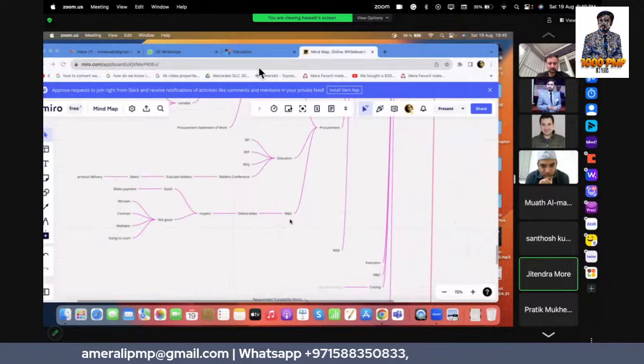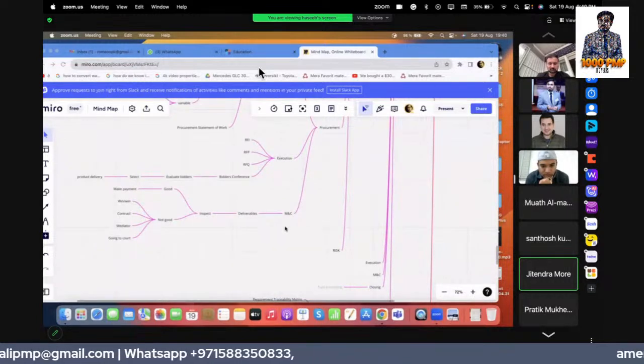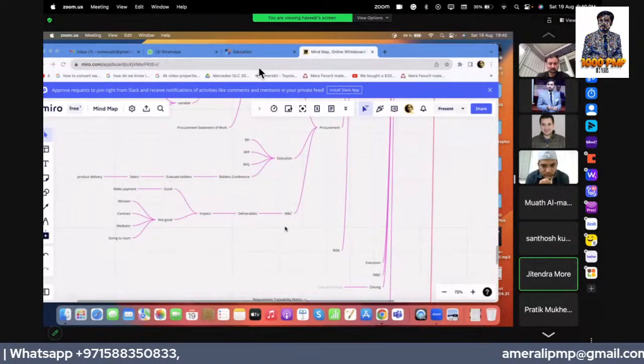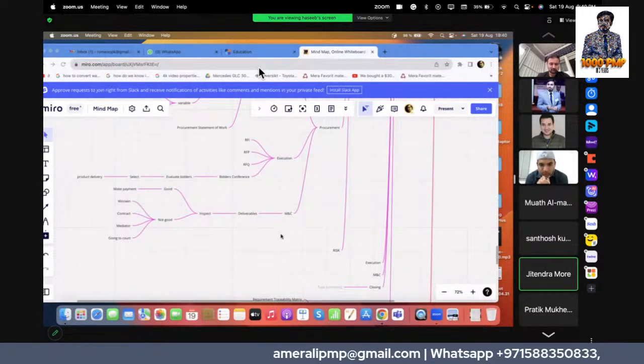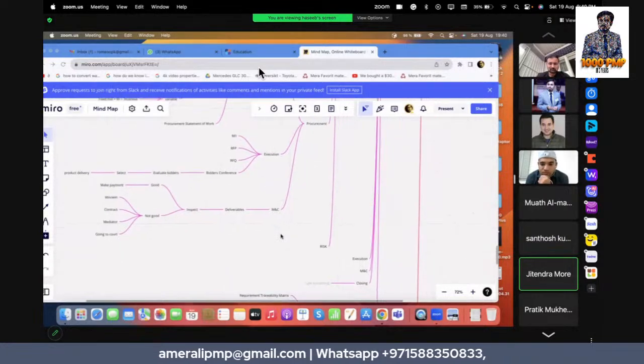So the next is monitoring and control of deliverables. It is inspect, again divided into 2 parts. Good, make payment. Then if not, it is a win-win situation, contract, mediator, or going to court.